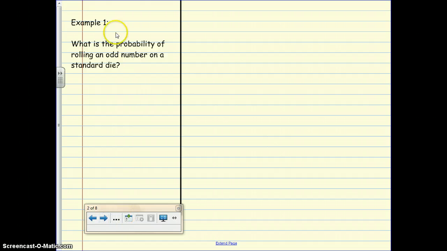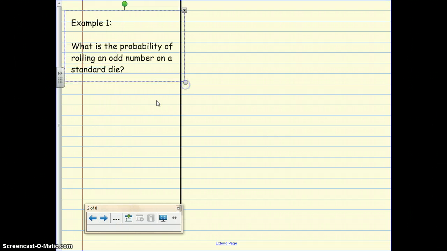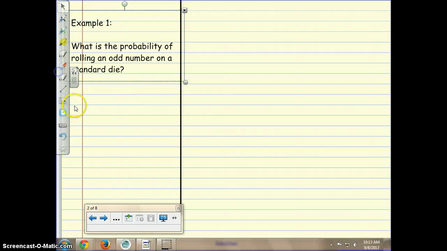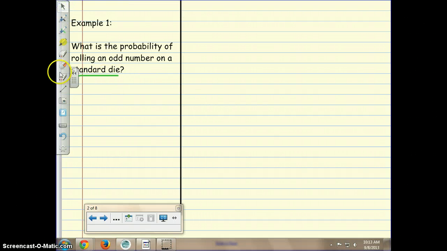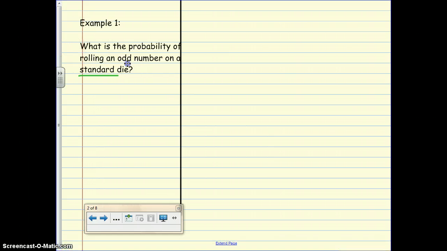So let's start with one of my favorite good old probability problems, working with a die. So we've got our standard dice, and just think to yourself, with a standard dice, what does that mean for us? How many sides does it have? So the question is, what is the probability of rolling an odd number?